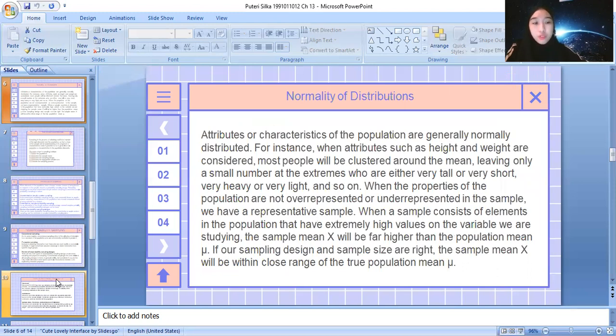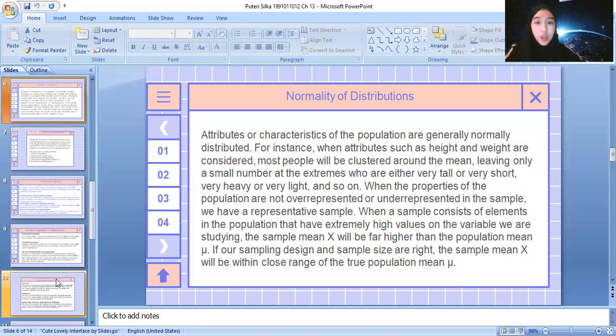Normality of distributions. Attributes or characteristics of the population are generally normally distributed. For instance, when attributes such as height and weight are considered, most people will be clustered around the mean, leaving only a small number at the extremes who are either very tall or very short, very heavy or very light, and so on.